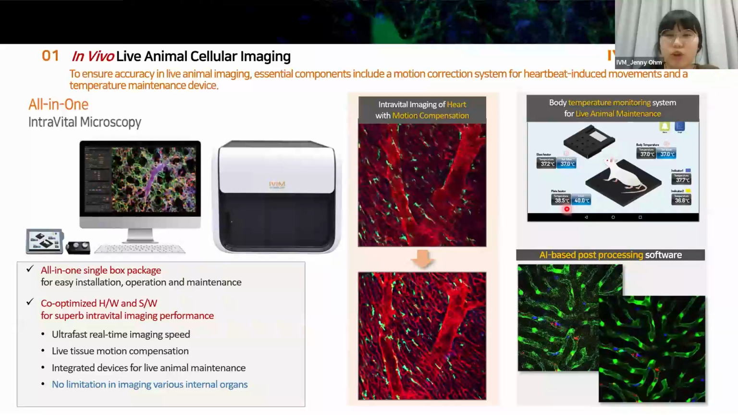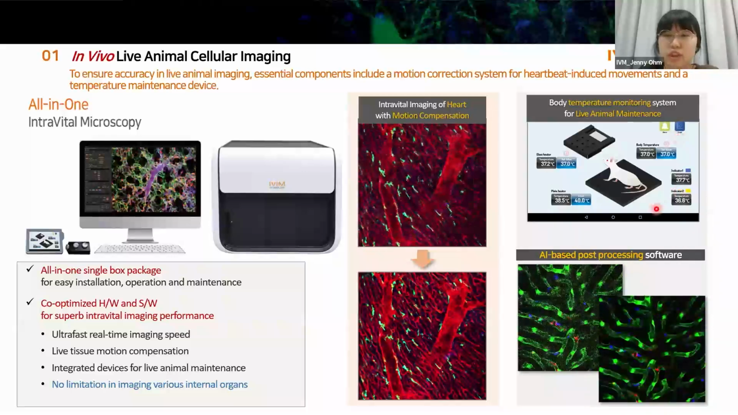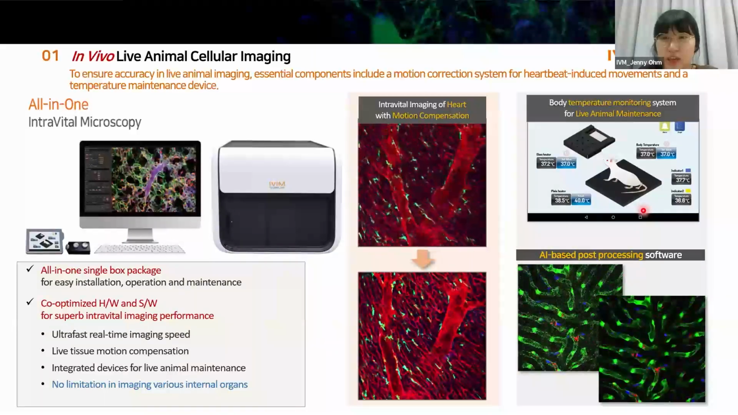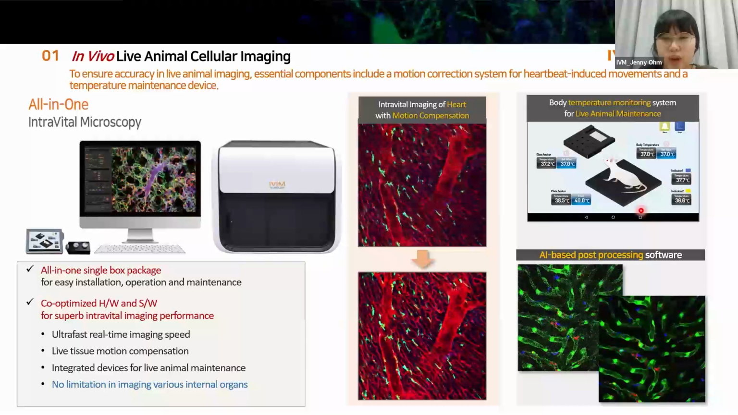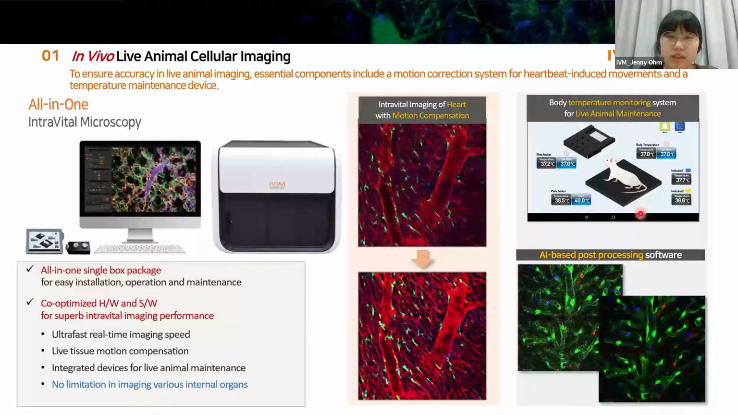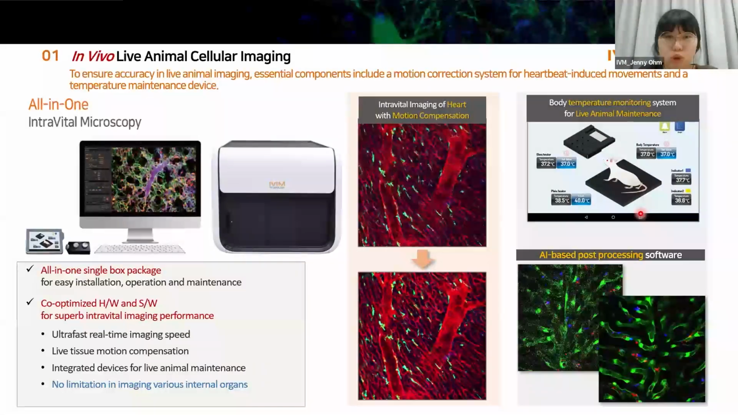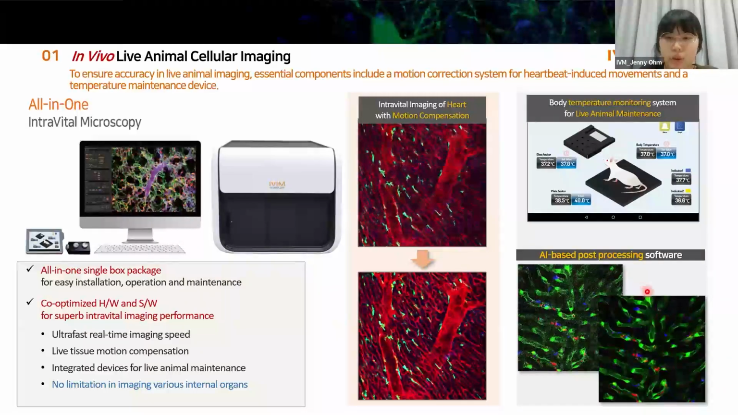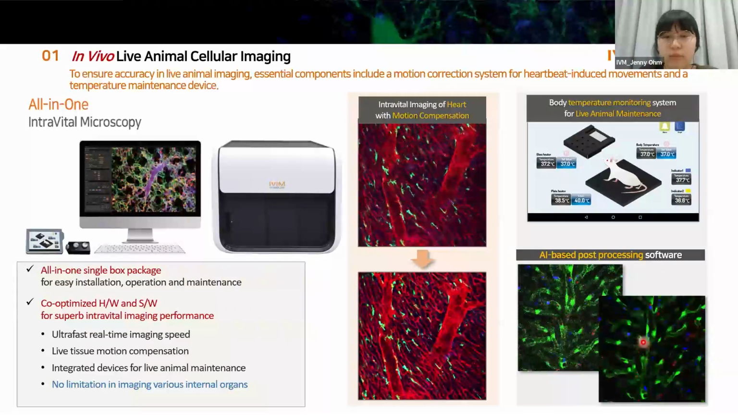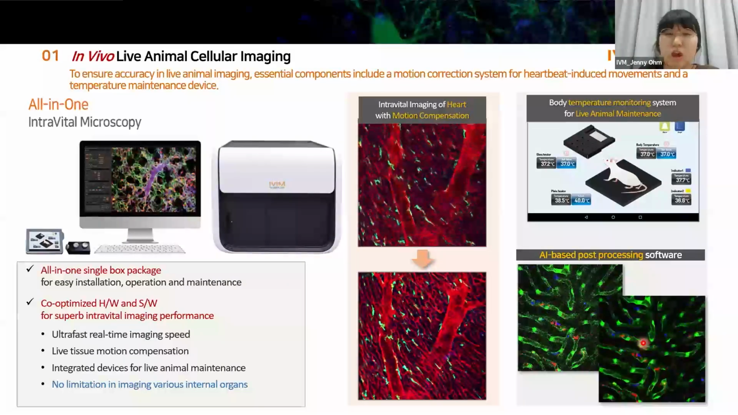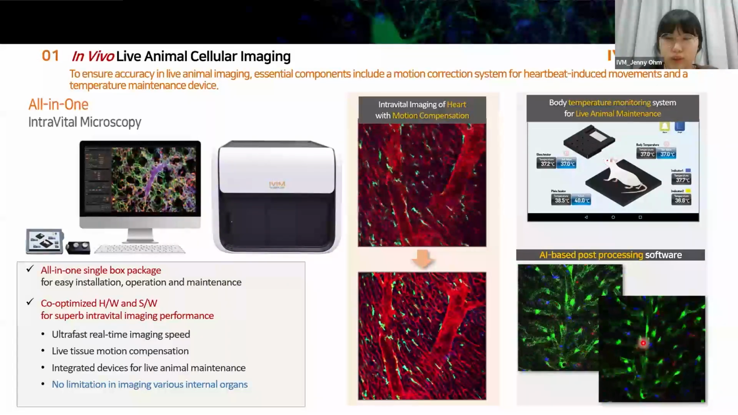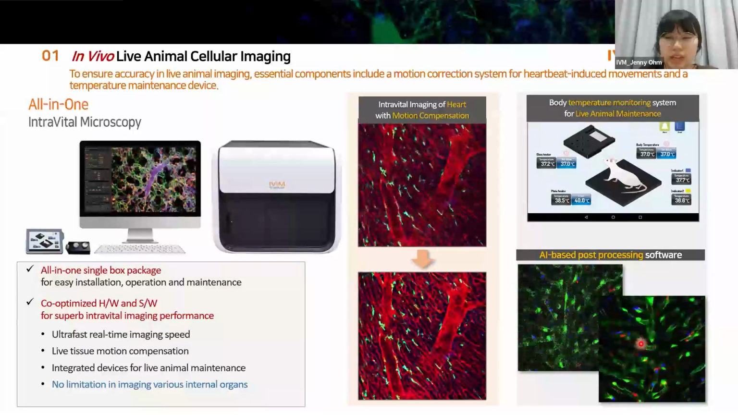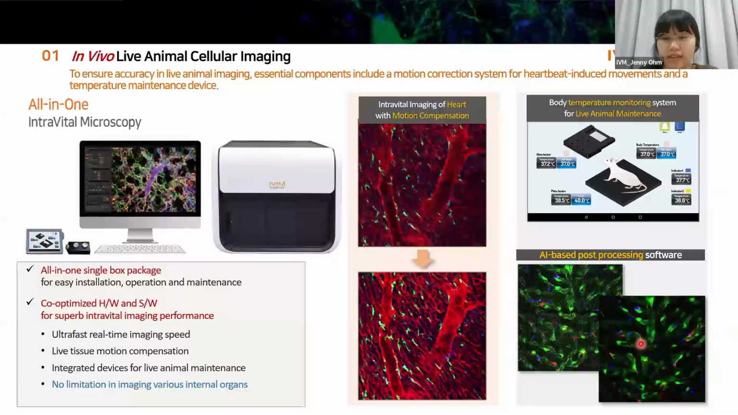The real-time temperature monitoring system allows researchers to track and adjust body temperature during long imaging sessions, ensuring compliance with animal welfare standards and minimizing physiological variation for more reliable data. Lastly, our upcoming AI-based noise reduction software will enable true quantitative analysis by effectively removing noise while preserving the original signal, ensuring clean and precise data sets for further data analysis.